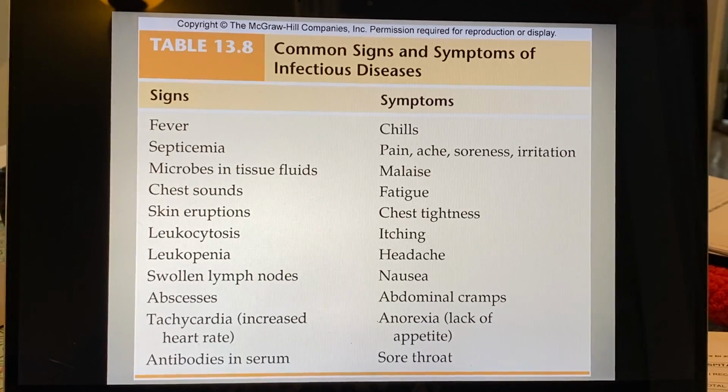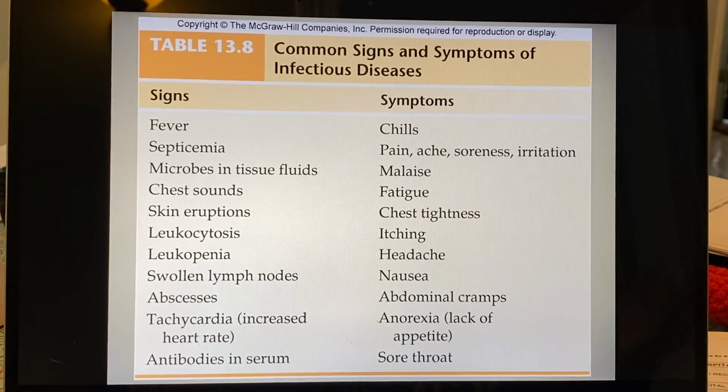Also, lab reports can tell you we have microbes present in the tissue fluids. We have a difference of white blood cells, and I'm going to hold off on these terms because we'll get to them soon. You can look for the presence of antibodies in the patient's serum. So anything that you physically can do and listen to, observe, and then also any test results.